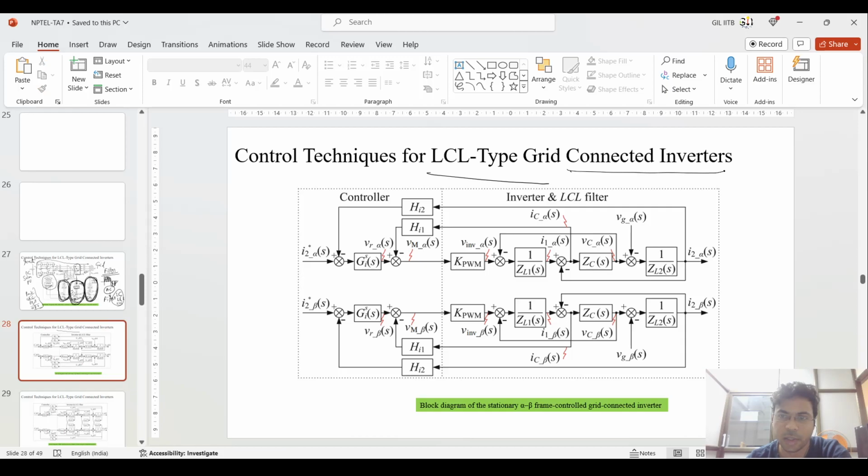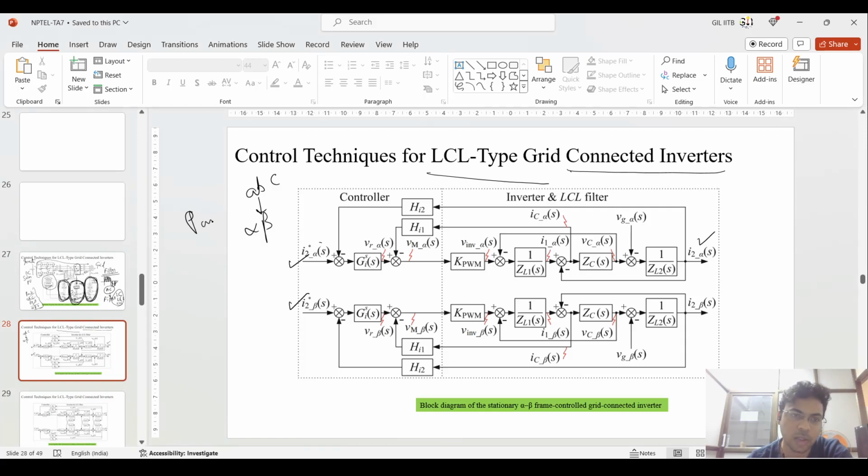grid connected inverter. If you see this, this is I2 star and I2 beta star. This is similar to that: the ABC to alpha beta frame, it is being converted. Okay. You can take the help of the online material for understanding this part.